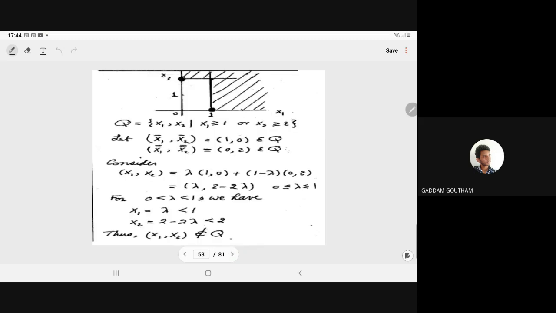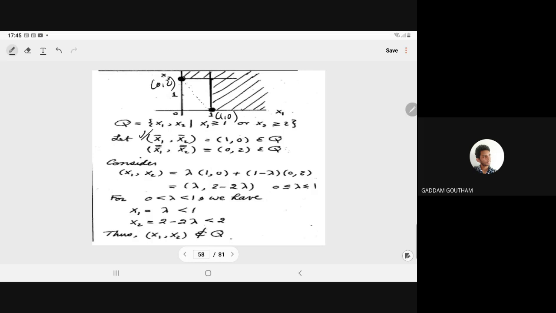So here we have the shape. The line joining these 2 points does not lie in the set, so that's why it is not a convex set. Again we have considered the same thing. Let us take (x1 bar, x2 bar) as (1, 0). So this is (1, 0) and this is (0, 2).